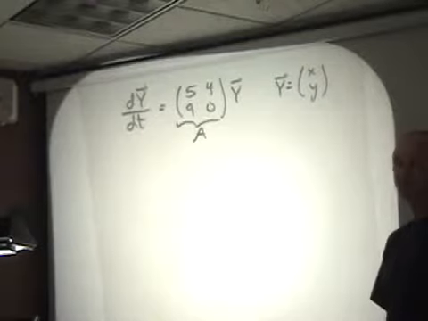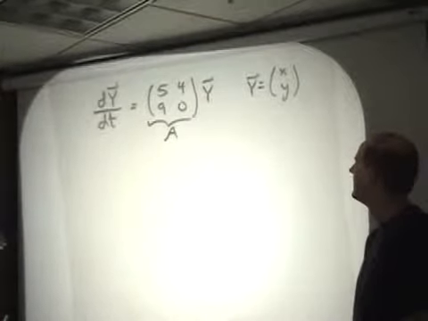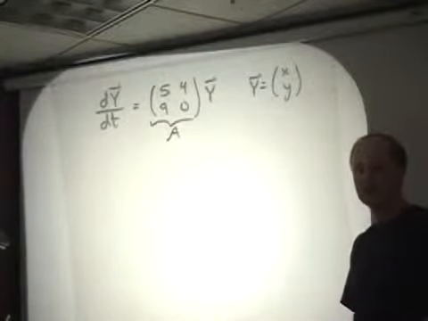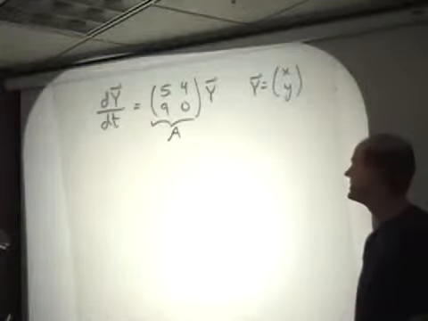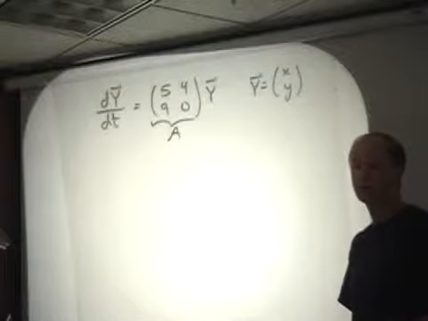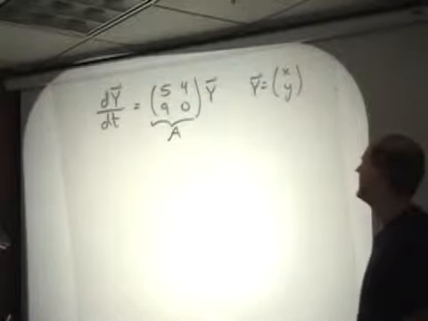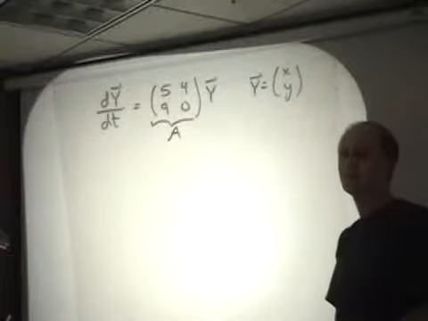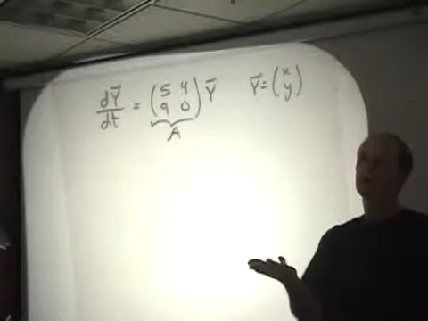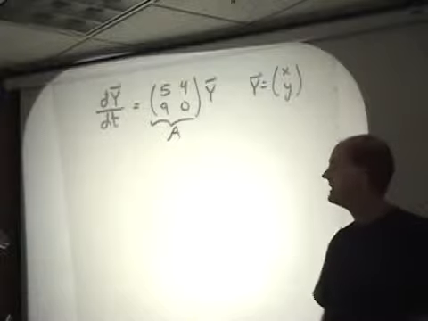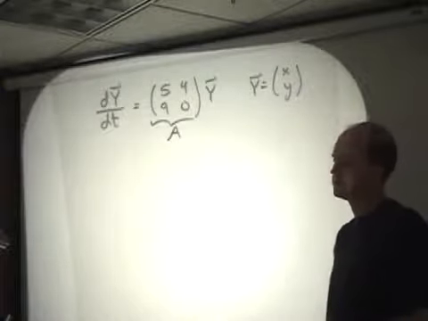And then you want to find the general solution by finding the eigenvalues and the eigenvectors. If the eigenvalues are distinct real numbers, the corresponding eigenvectors will be linearly independent, and taking a linear combination of those eigenvectors multiplied by e to the corresponding eigenvalue times t will give you the general solution.